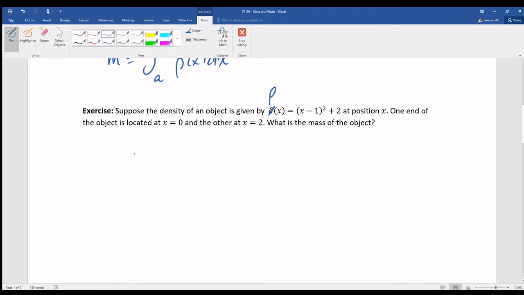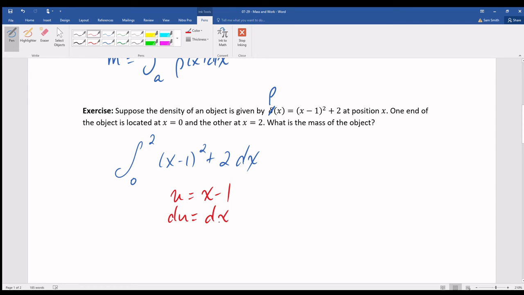And to find that, we can simply integrate from the initial position to the other end of the object this density function, (x minus 1) squared plus 2, with respect to x. Now, this can be integrated relatively simply using a u substitution of u equals x minus 1, so that du is equal to dx, directly speaking. Then, when x is equal to 0, u will be equal to negative 1, and when x is equal to 2, u will be equal to positive 1.